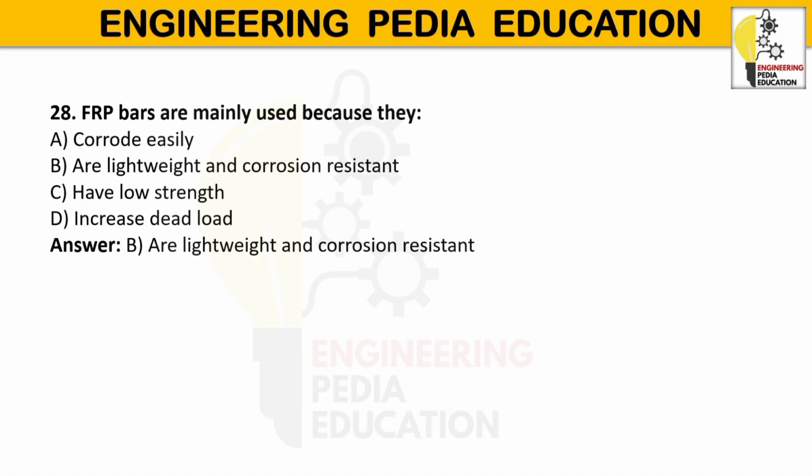FRP bars are mainly used because they corrode easily, are lightweight and corrosion resistant, have low strength, increased dead load. FRP bars are mainly used because they are lightweight and corrosion resistant. Because of this property of light weight and corrosion resistance, they are used widely. And this is the main reason why fiber reinforced polymer is used.